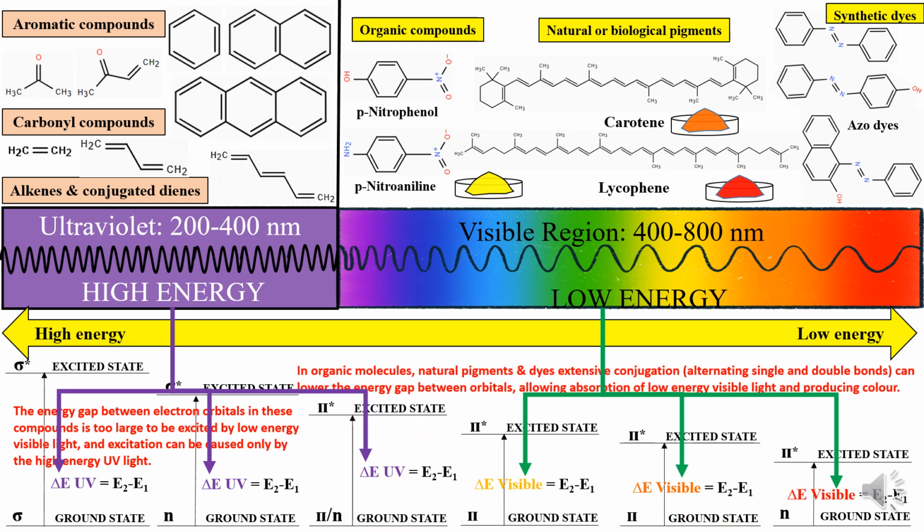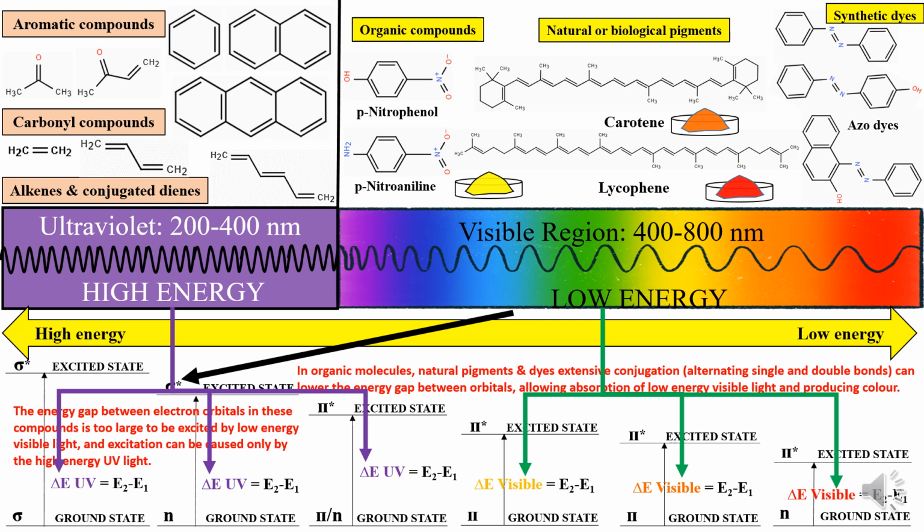And therefore these compounds, like organic molecules, natural pigments and dyes with extensive conjugation. So in these three classes of compounds, you see alternating arrangement of single and double bonds with lower energy gap between the orbitals, allowing absorption of low energy visible light and producing characteristic color.